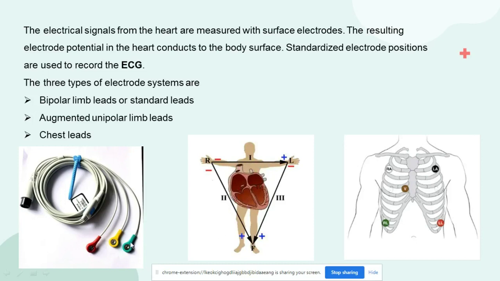So there are three wires, red, yellow, and green. Based on that, you have to connect them here, right? There are four parts we have identified: right arm, left arm, right leg, left leg. At a time, we have to connect two points to the amplifier and one point to the ground. This is the way we connect these three electrodes for measuring the ECG waveform in the three lead system. This is otherwise called the Einthoven triangle.